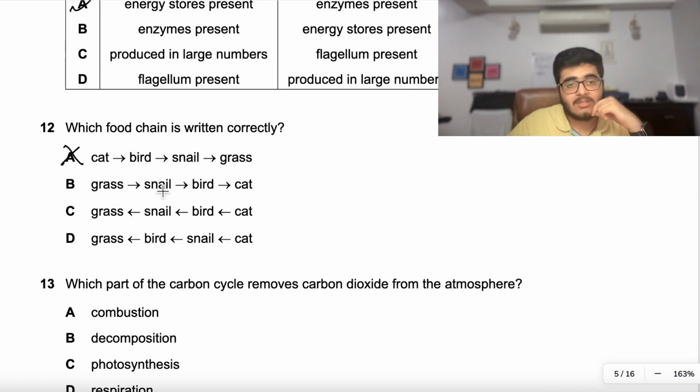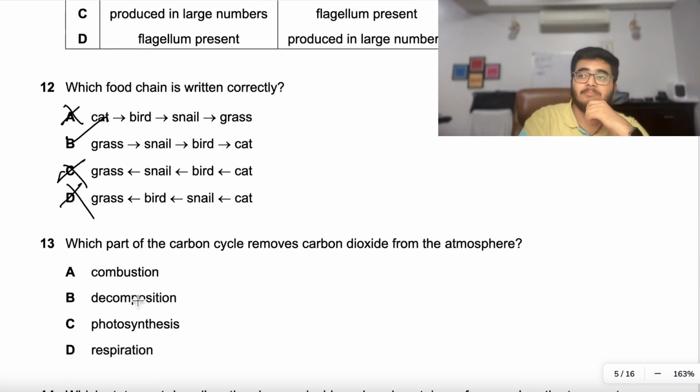Grass. Okay, grass goes into the stomach of the snail. Snail goes into the stomach of the bird. Bird goes into the stomach of the cat. Makes sense. Grass. Okay, the arrows are opposite here. So cat goes into the stomach of a bird, not practically possible. Cat goes to the stomach of a snail, which is also not practically possible. So the correct answer for this question is B.